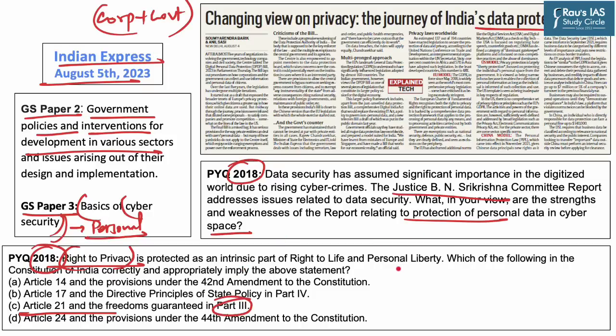Hence, in the scope of this article, we will first discuss the features of this Data Protection Bill of the year 2023. Moving forward, we will discuss the significance of such a bill on protection of personal data in the country, and in the end, we will also discuss the issues that may pertain to passage of such a bill. Hence, let us start off today's discussion with the features of the Digital Data Protection Bill of the year 2023.